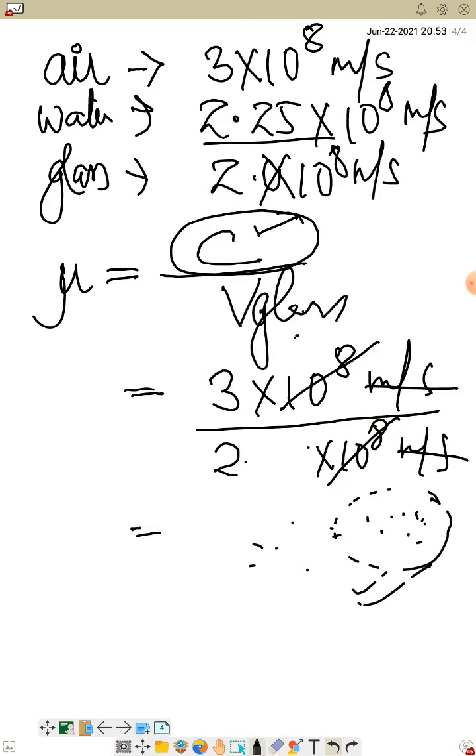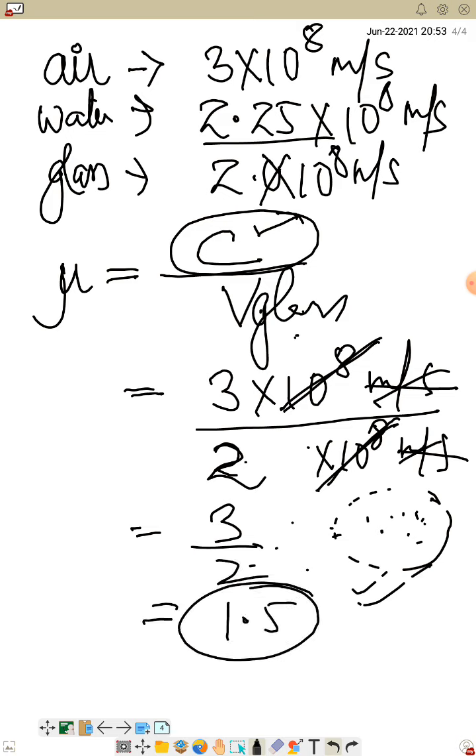The speed of light in glass is 2 into 10 to the power 8 meter per second. So the numerator and denominator get cancelled here, which leaves me 3 by 2. 3 by 2 means 1.5. So again you can see here that the refractive index is more than 1. So whenever you are trying to find the absolute refractive index, you are comparing it with the speed of light in vacuum. It is always greater than 1. Are you getting my point?